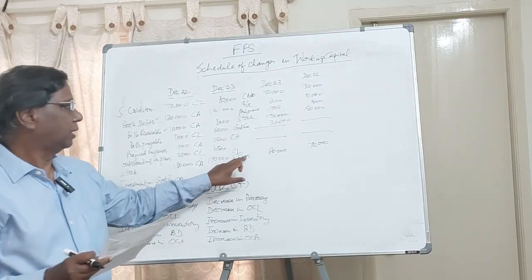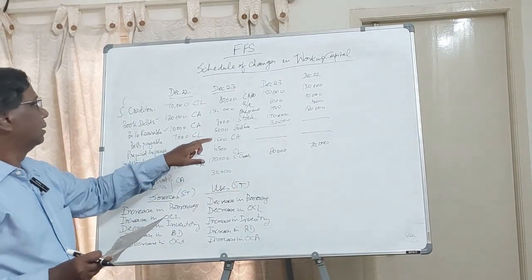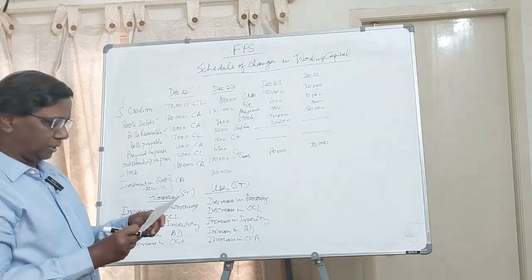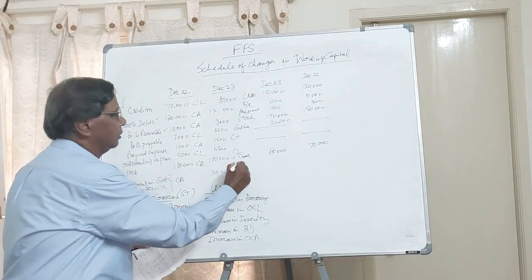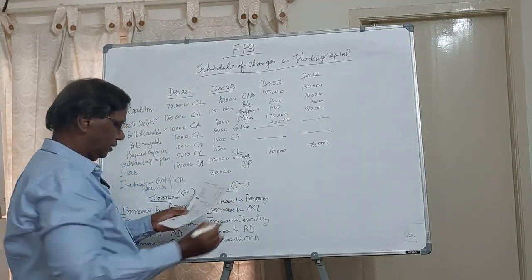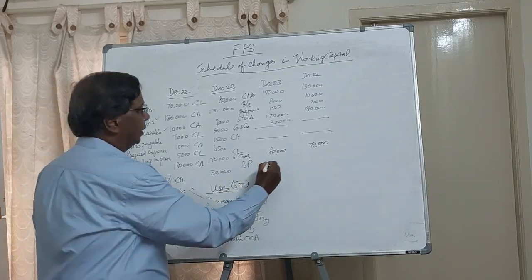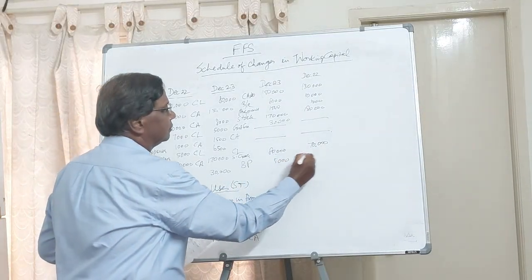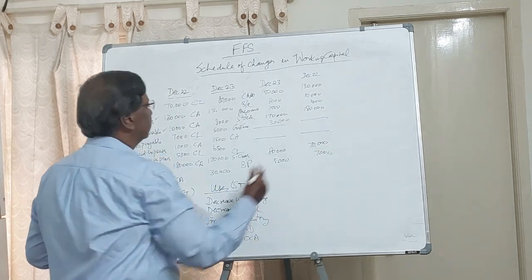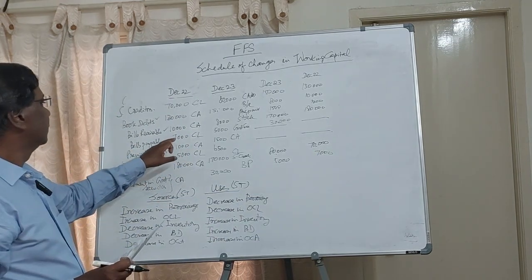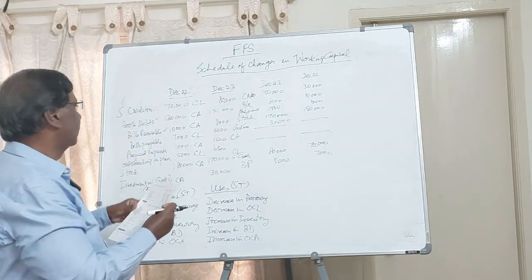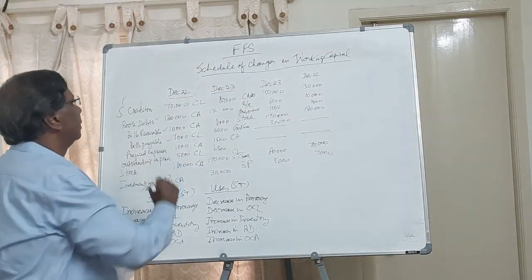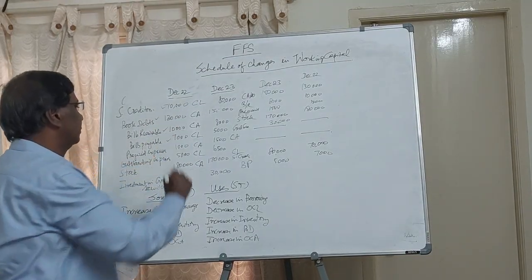Sundry creditors, okay, 80,000, 70,000. Okay. And then bills payable. What are the bills payable? 5,000, 7,000. Okay. 5,000, 7,000. Okay. So I'll run like this. This I've done also.